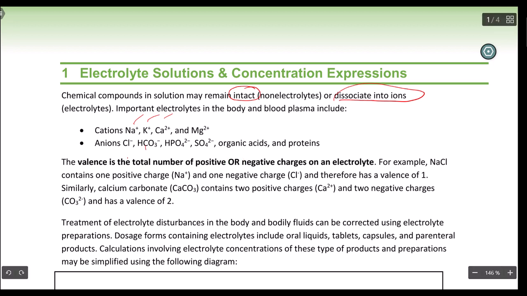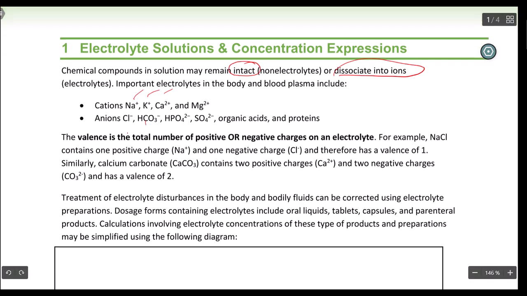All right? So for example, if I say sodium chloride and I say, what's the valence of sodium chloride? You would know that sodium has one positive charge. Chloride has one negative charge. Therefore, the valence is one. If I said calcium carbonate, calcium, it's got two. Carbonate's got two negatives, right? Two anions. So the valence is two.